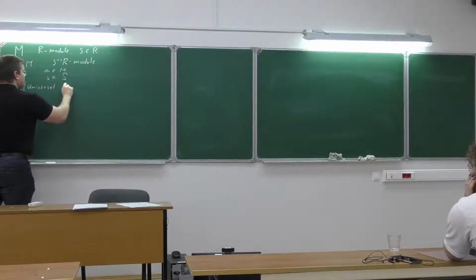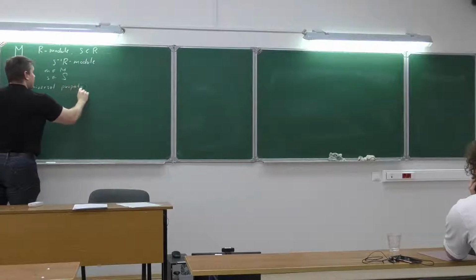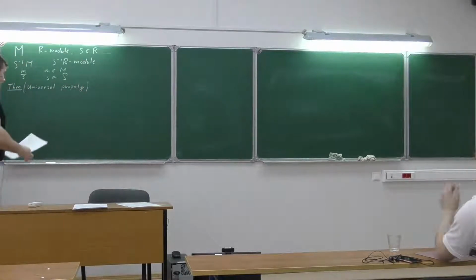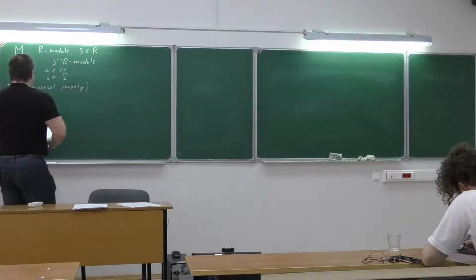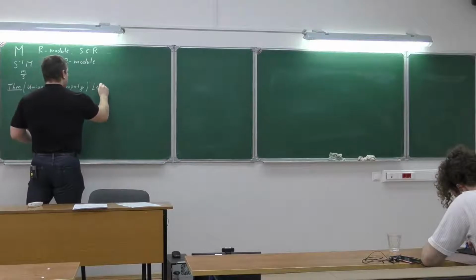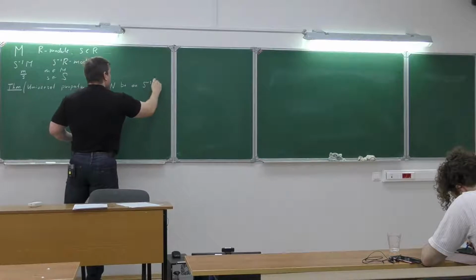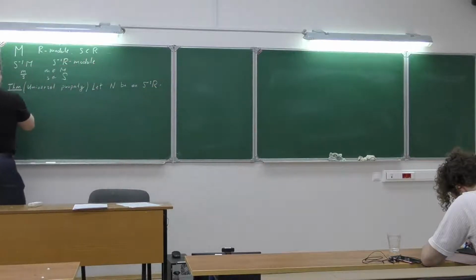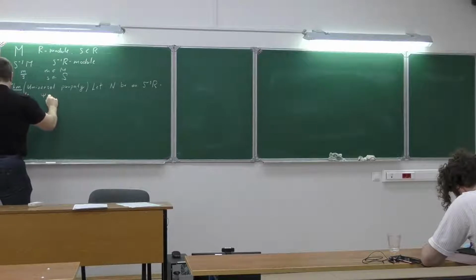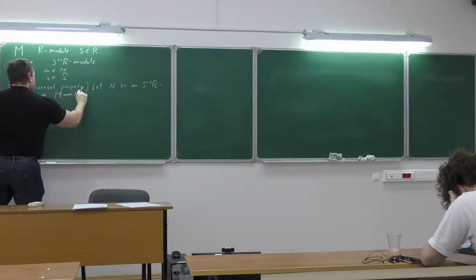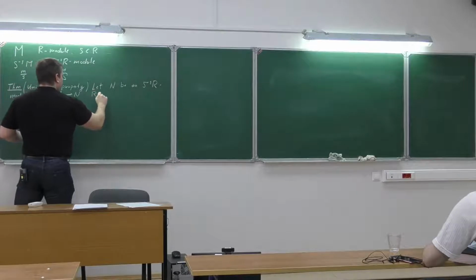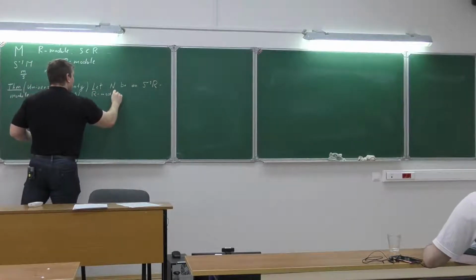So, universal property, but now for modules, for localization of modules. I'm not going to prove this, but at least I want to give you a statement. You can see this is more or less the same. So let N be an S inverse R module. Now consider psi, a map M to N. This is an R module map, or R linear map.